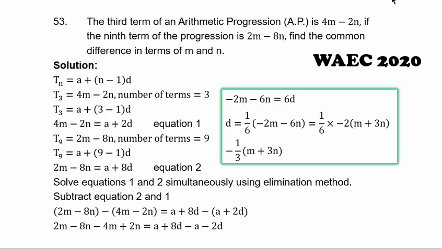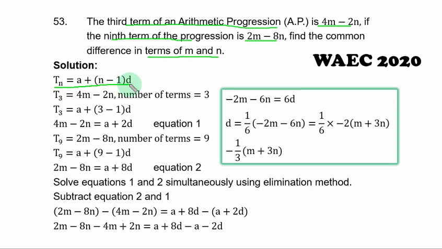Example 53. The third term of an arithmetic progression is 4m minus 2n. If the ninth term of the progression is 2m minus 8n, find the common difference in terms of m and n. Solution: we go by the nth term formula of an arithmetic progression.